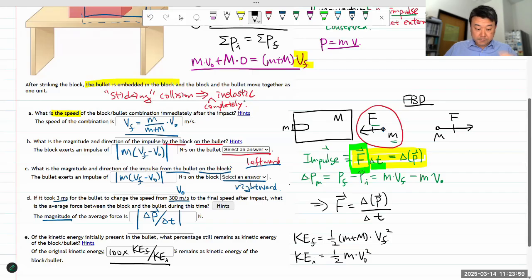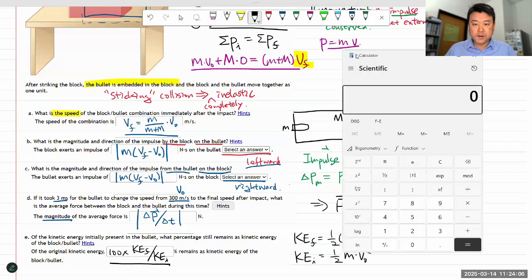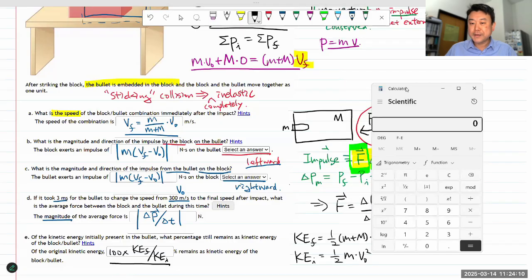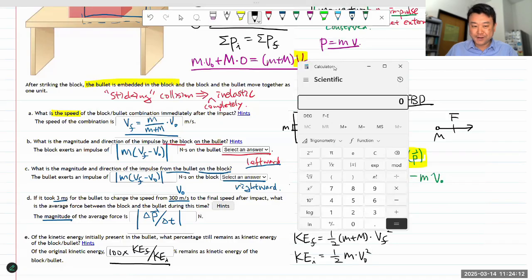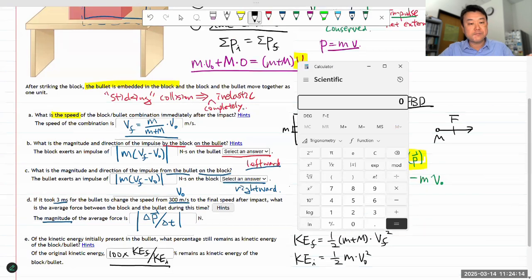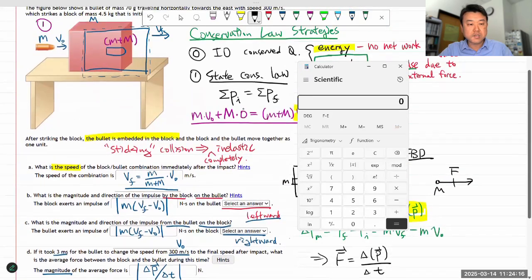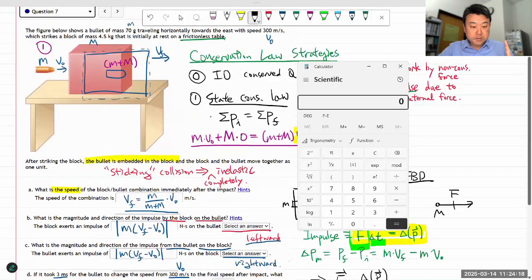So yeah, let's get all the numbers. I'm going to just use a regular calculator here because I think switching between Wolfram Alpha and this screen, I can anticipate them being super annoying. So let me just use a regular calculator. I'll just keep everything in basic SI units. I'll do some conversion as we go. So the masses, I'm going to convert 70 grams to kilograms, so 0.07 kilogram.